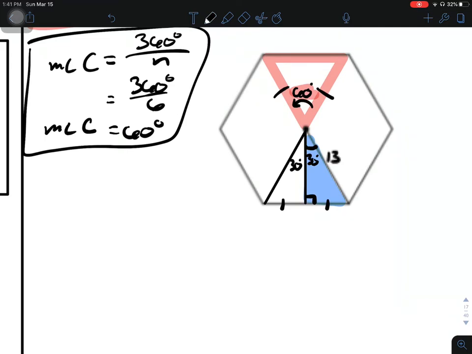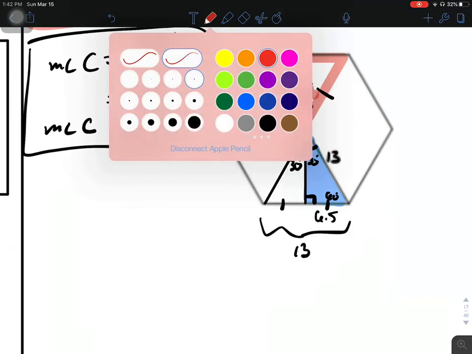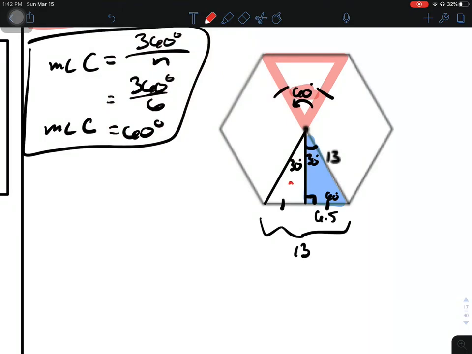The hypotenuse is 13. This is a special right triangle. Opposite 30 is going to be half of that. That's the short leg, which is 6.5, which makes the length of this whole thing 13. If opposite 30 is 6.5, opposite 60, so it's the short leg times the square root of 3, it's going to make the apothem 6.5 square roots of 3.